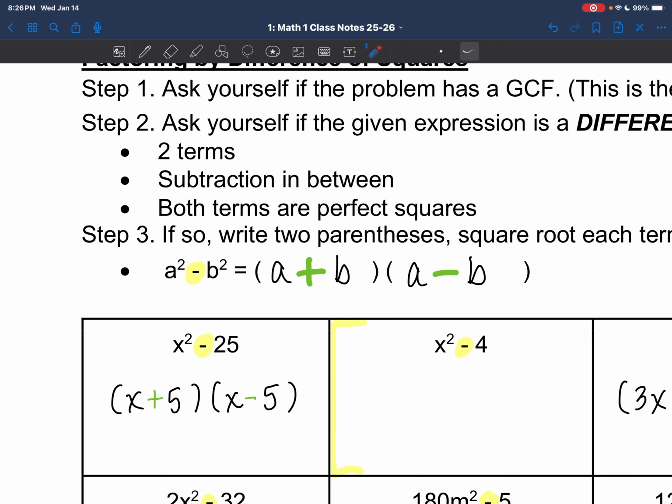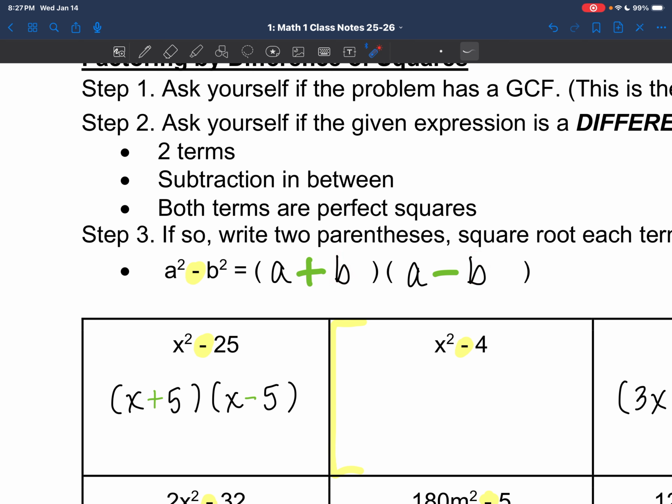So in the example we have here, this is a perfect square because it's an even exponent, and that's a perfect square because it's an even exponent, and then we have a minus sign in the middle. So we make our two sets of parentheses, and we take the square root of the first. The square root of a squared is a, so we write a as the first term. Then we take the square root of the second term. The square root of b squared is b, and you write b in each set of parentheses.